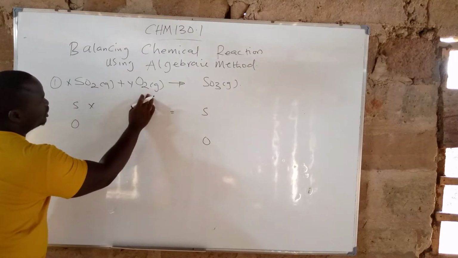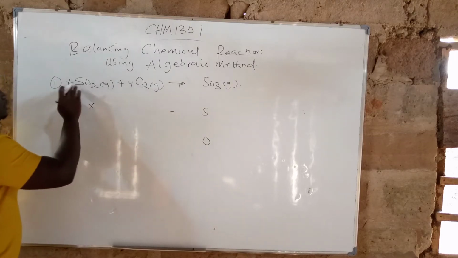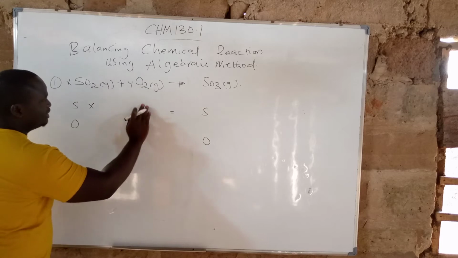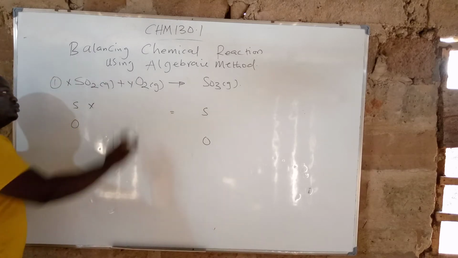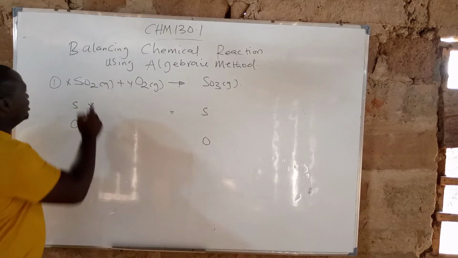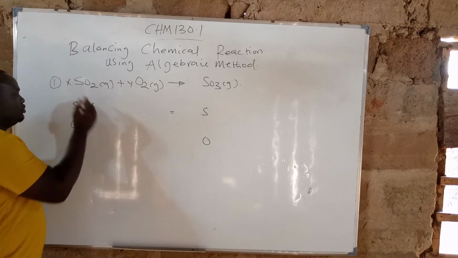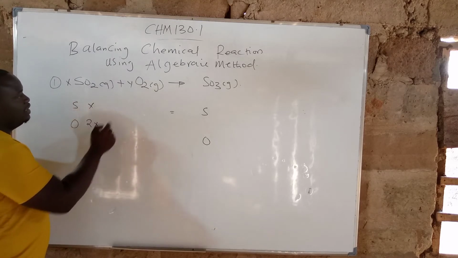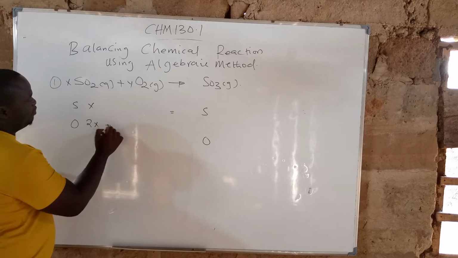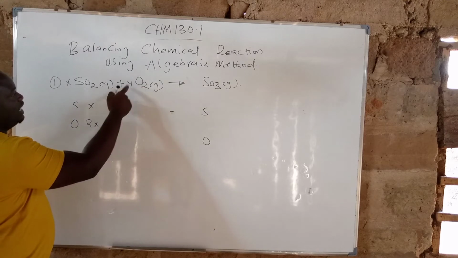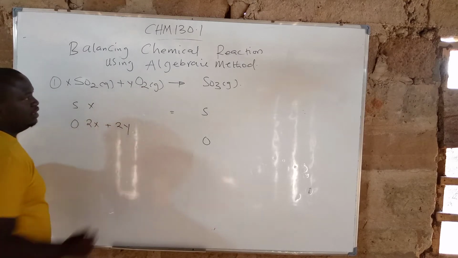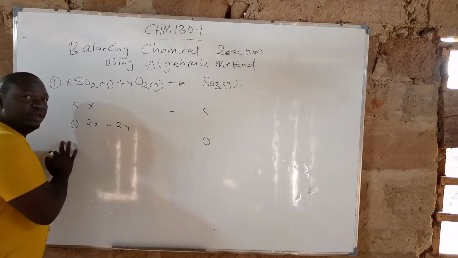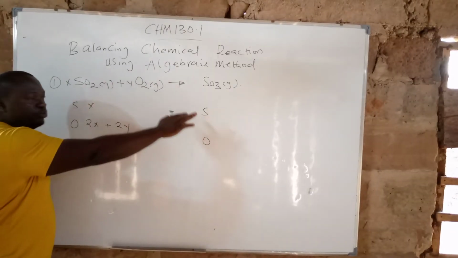Here we don't have any sulfur at the reactant side again. That means you have to go to oxygen. Now oxygen here is 2. 2 times X will give you 2X. We have oxygen here, so we have plus 2 times Y, which gives 2Y. That means you are done with the reactant. Let's go to the product.